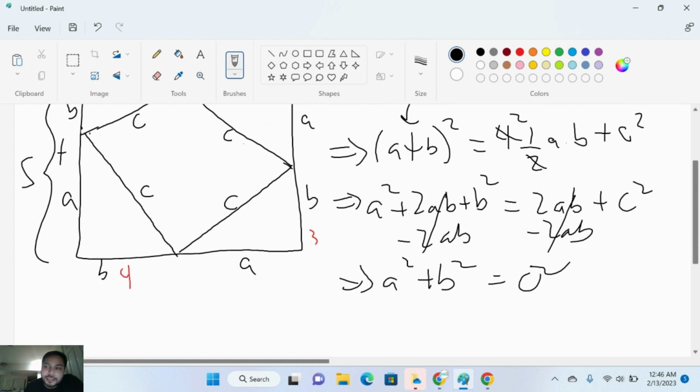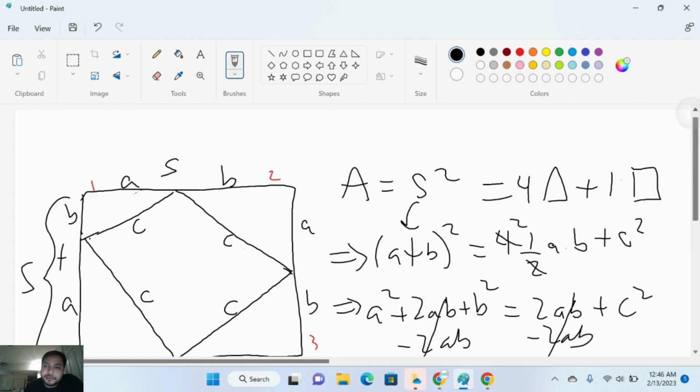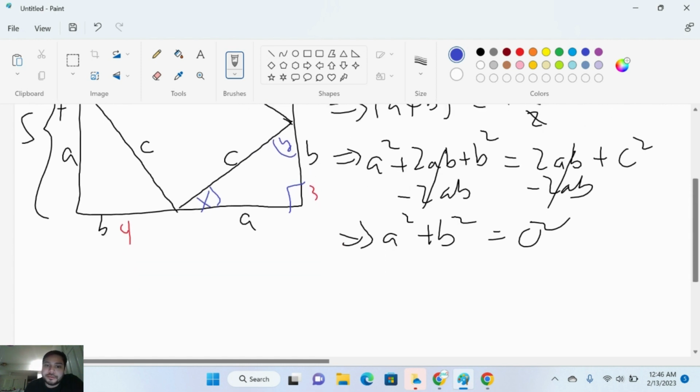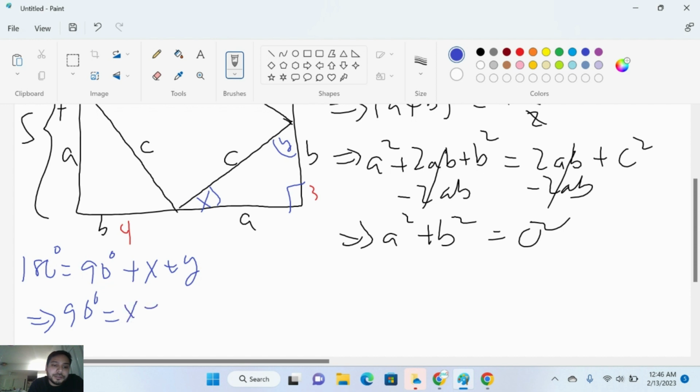And this really hinges on the fact that the shape in the middle is indeed a square. The way to show that is by giving some letters here. Let's call this angle X and this angle Y. Well, we know that this is a right angle, and we already know that the sum of the angles inside a triangle should be 180. 180 degrees should equal the right angle, which is 90 degrees, plus X plus Y. And this equation simply says that 90 degrees is X plus Y. So we have that as one equation.